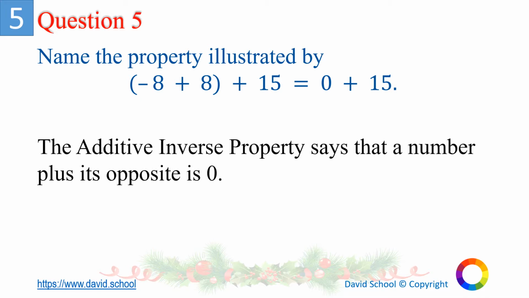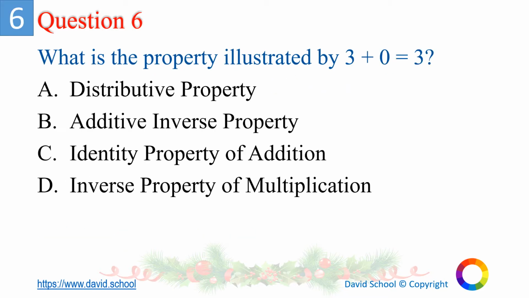Example 6. What is the property illustrated by 3 plus 0 equals 3? It is not distributive. It's not additive inverse because it's not saying 3 minus 3 is 0. Therefore, it is the identity property of addition.